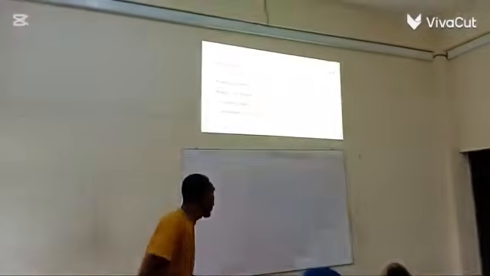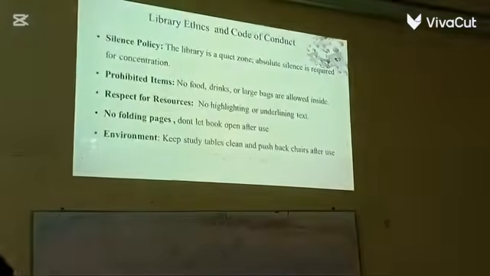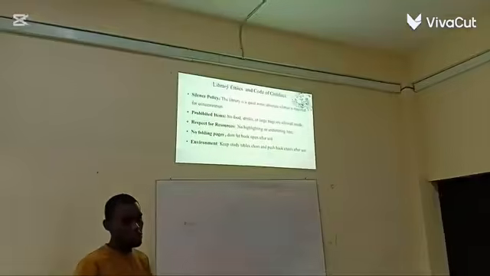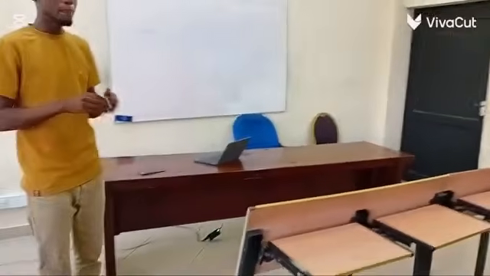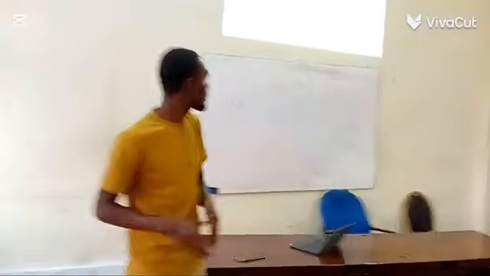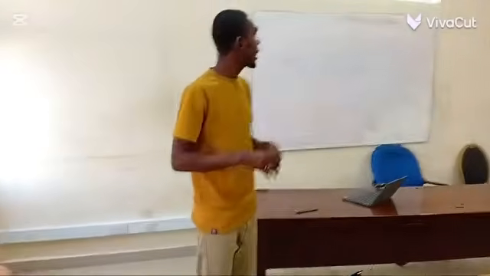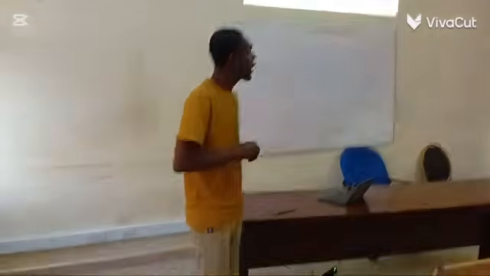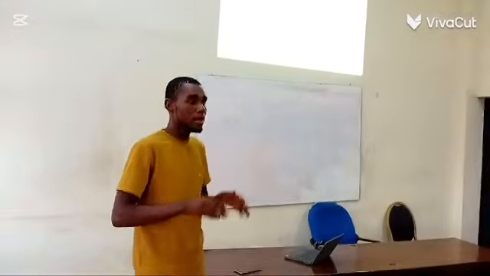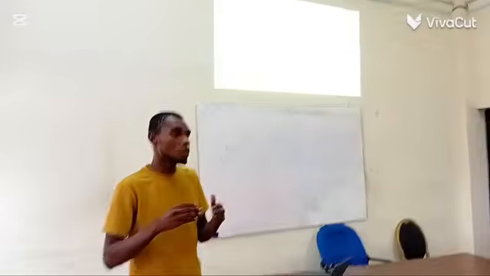And also, we have to consider library ethics and code of conduct. What things should you do in the library and what things should you not do in the library? The first one is the silence policy. The library is a zone of quiet. So you are to keep silent, okay? The library is a quiet zone. Absolute silence is required for concentration. In the library, you are not allowed to speak or to make noise.